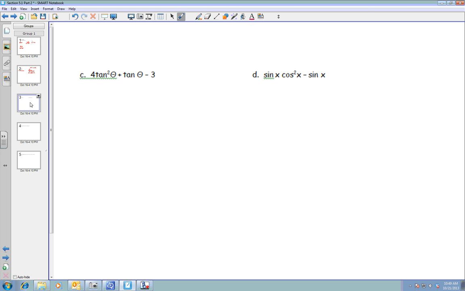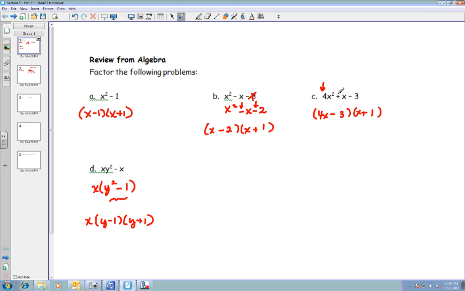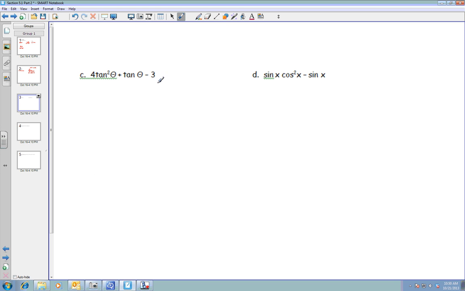Okay, let's do 2 more. If you'll notice, this is just like this problem that we did, 4x squared plus x minus 3, but instead of x's, they use tangents. All right, so I can't factor anything out. This is going to factor just like my other one. 4 tangent theta, and then tangent theta. Okay, and then my minus 3 and plus 1.